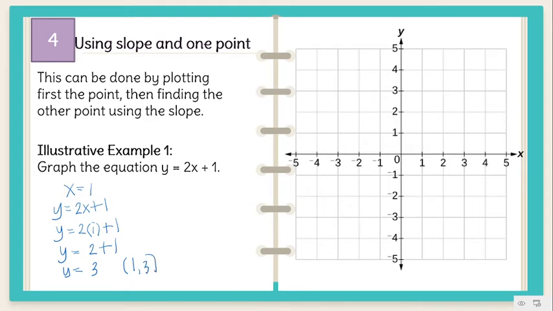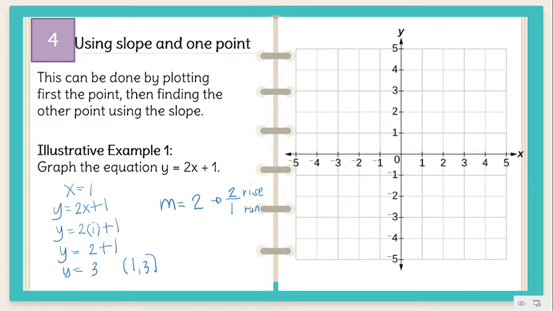Now, let's identify in this equation the slope. The slope here is equal to 2, which means we have 2 over 1, 2 as our rise, and 1 as our run. Now, we have a point and a slope. We can now plot it on the Cartesian plane.